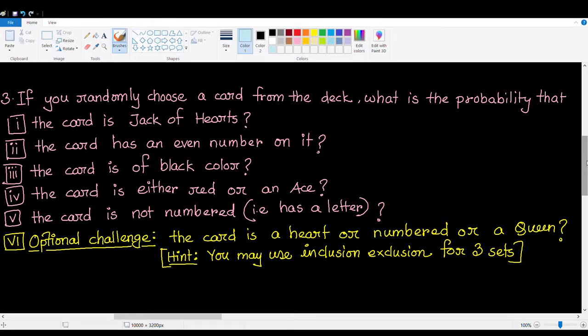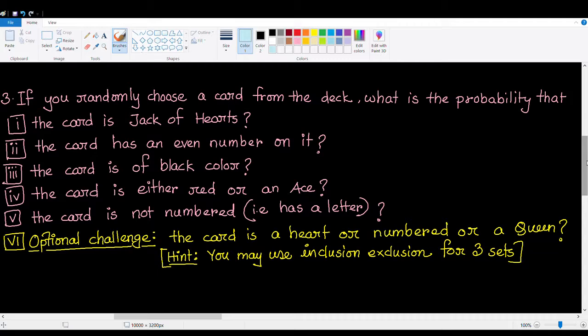Question number 3 states that the card is of black color. You've already seen how many black cards there are. That is the number of elements in my expected event, and the number of total cards, which is 52, would be the number of elements in the sample space. So I have just solved this problem for you.